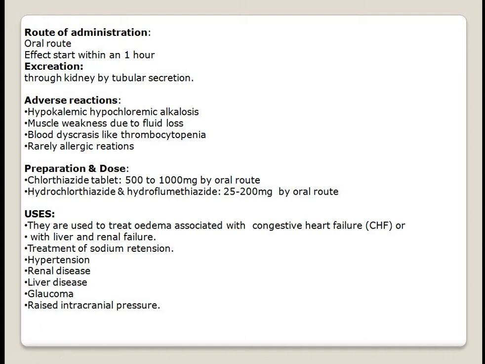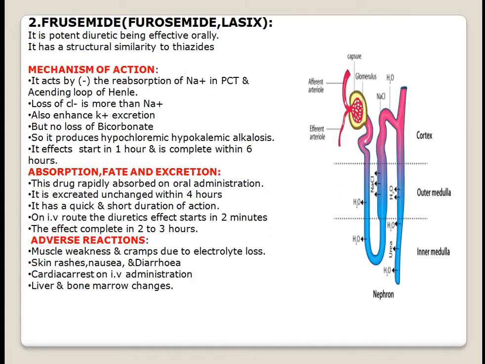Okay, these are the Thiazide uses. In this condition, this Thiazide drug will be used. This is all about the Thiazide drug. Next, furosemide. Furosemide, also known as Lasix.